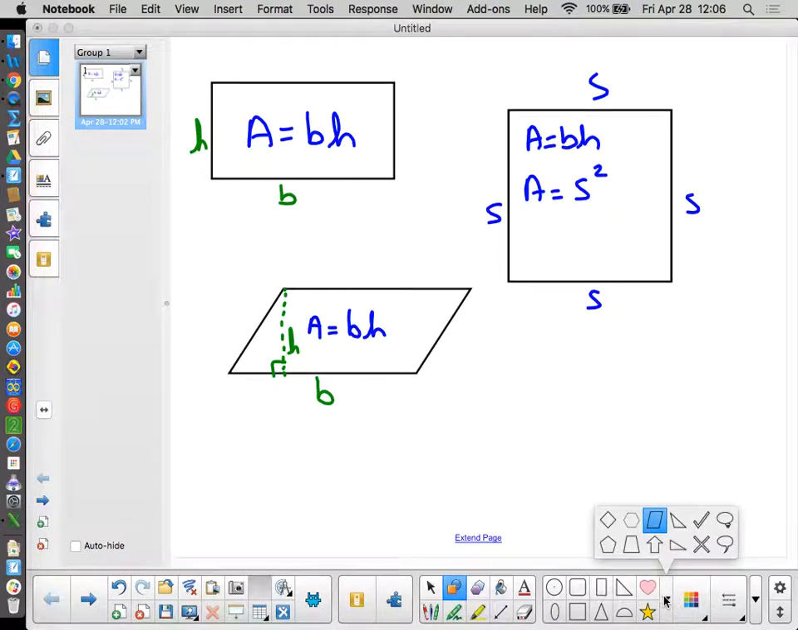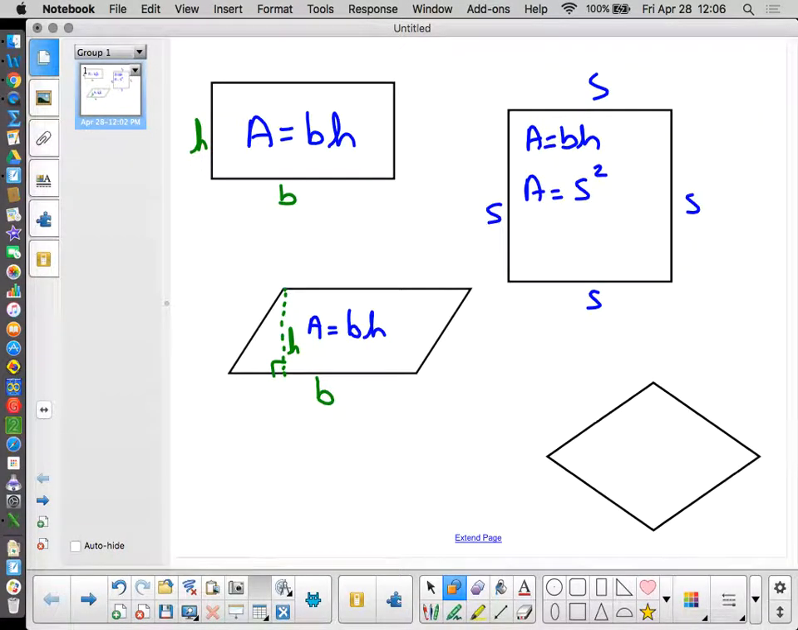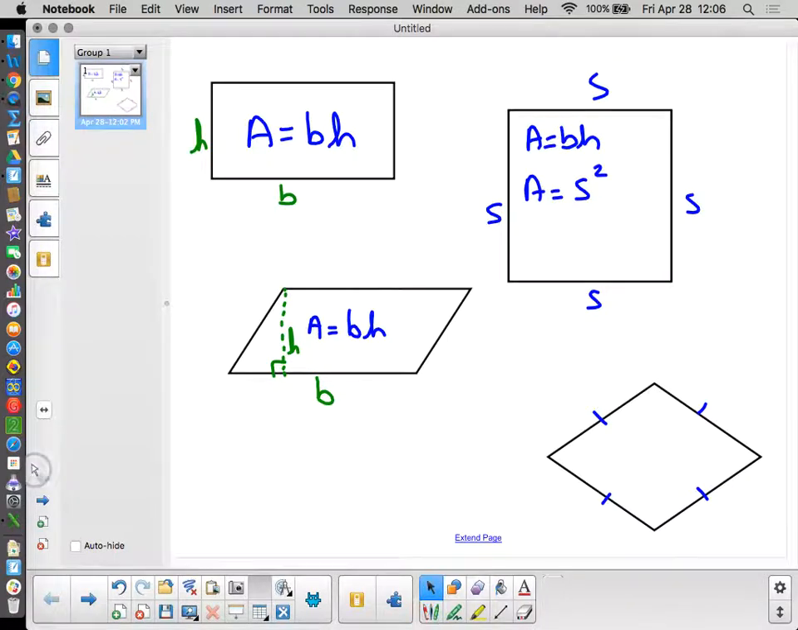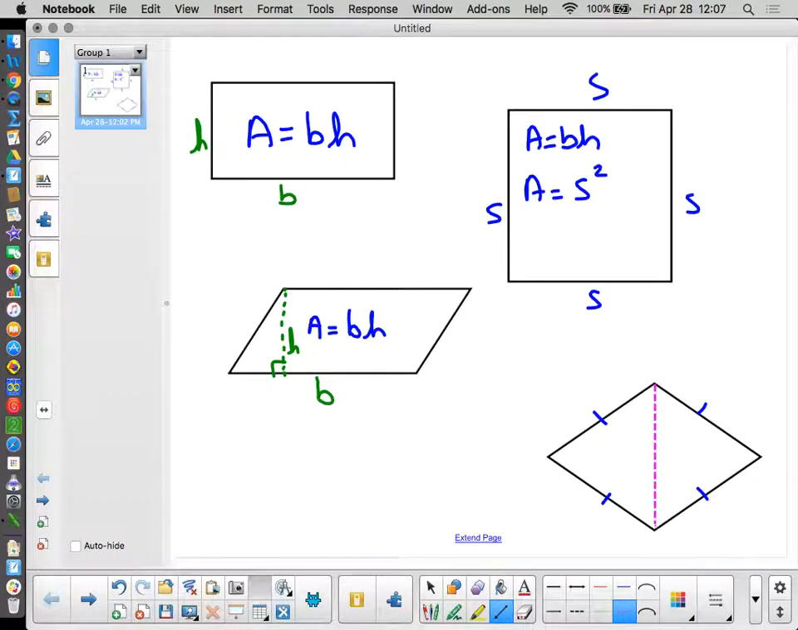A rhombus, kind of hitting our quadrilaterals here. Okay, here's our rhombus. All four sides the same. Now, because it's a parallelogram, we could do base times height. All right, we could do that. But there's a special formula for rhombus, and it comes from the fact, I'm not going to work through all the math of it, because you don't want to listen to that anyway.